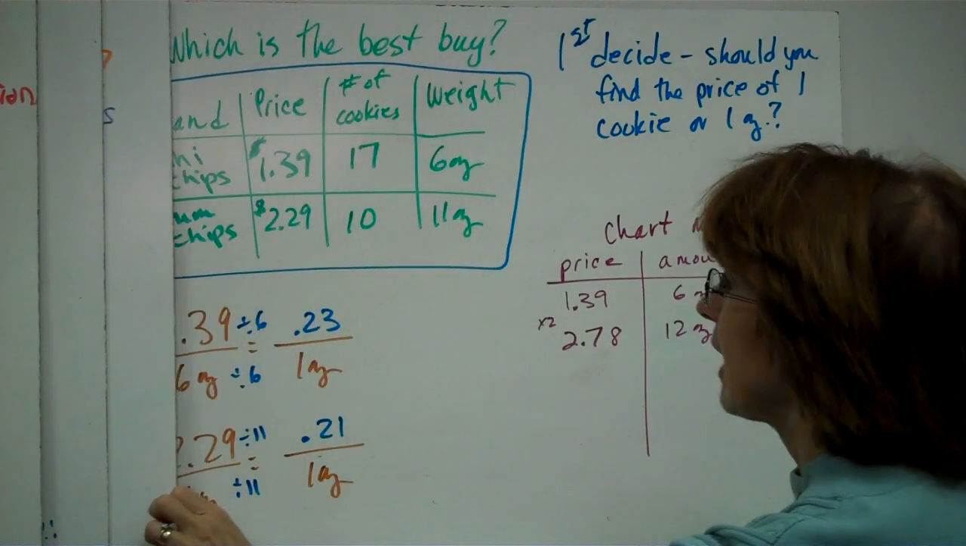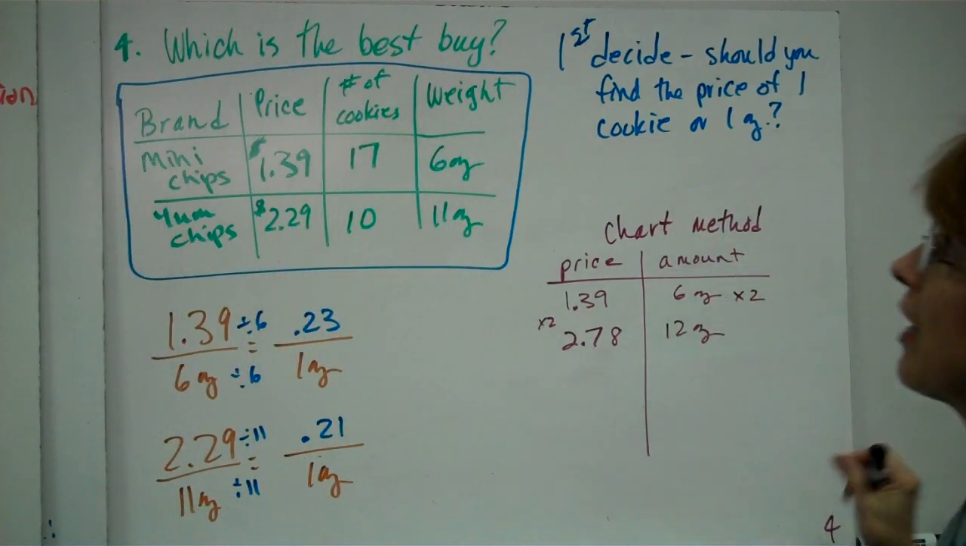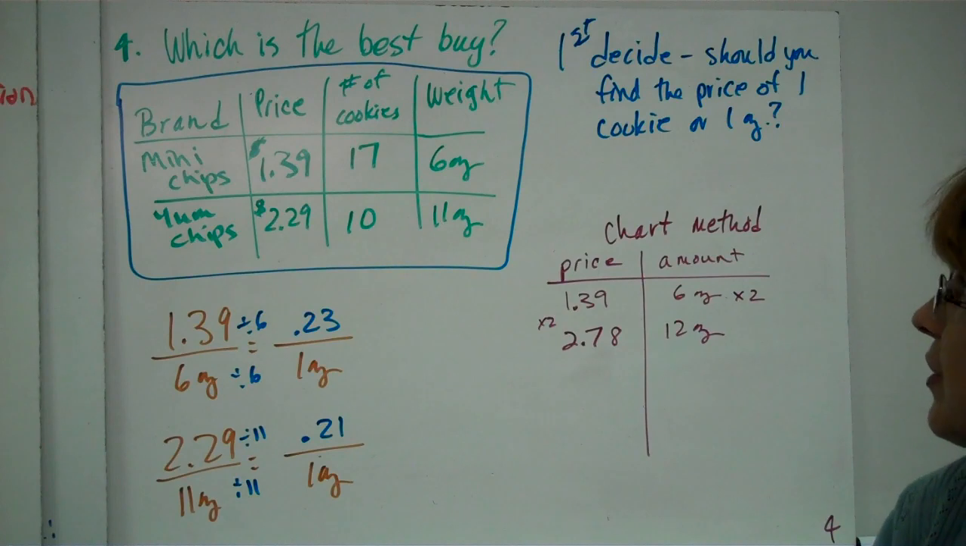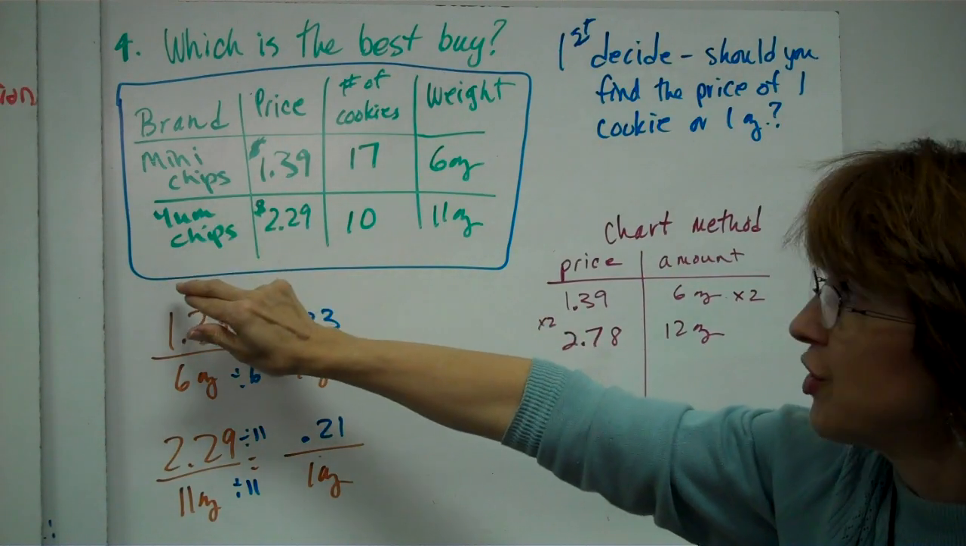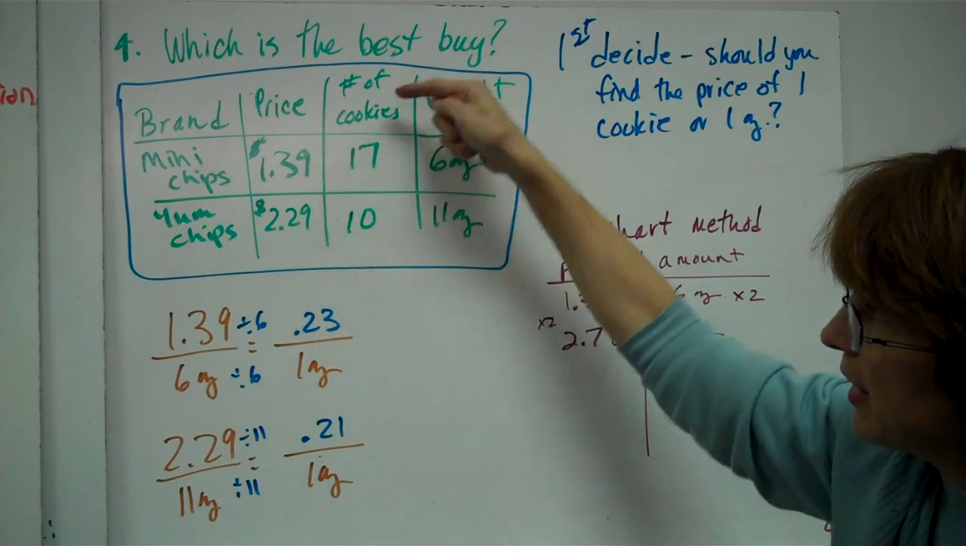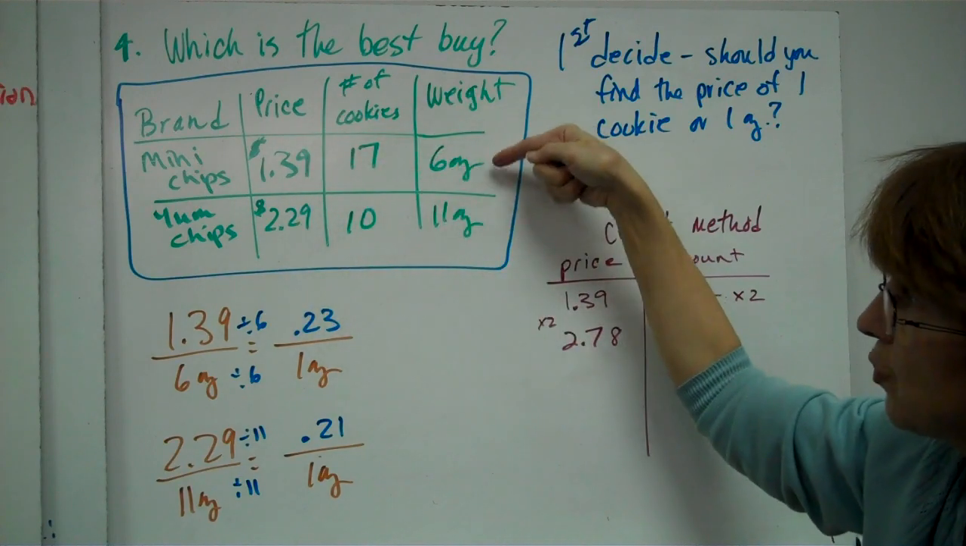Okay? This is our last, I think it's our last one. All right, which is the best buy? Let's do the last one here. Here you got 2 different kinds of chocolate chip cookies. Here's the price of them. Here's how many cookies are in each one, and here's the weight of each one.